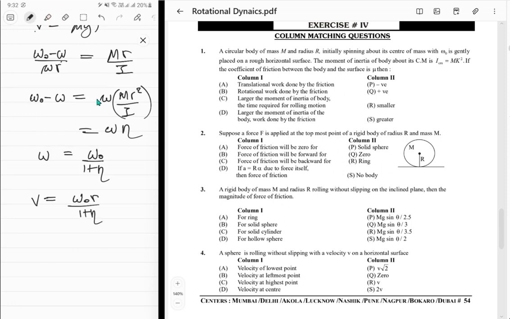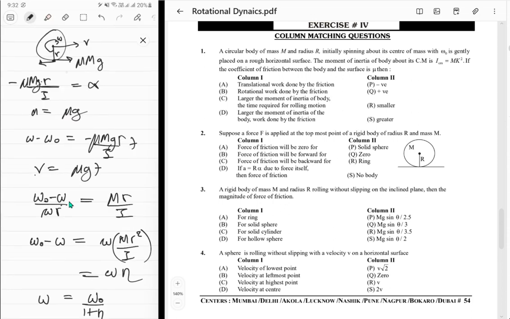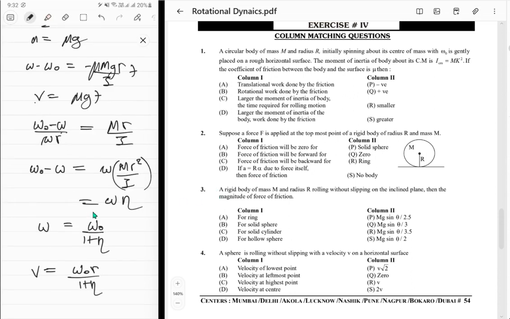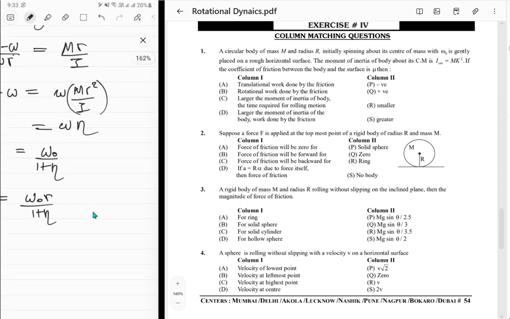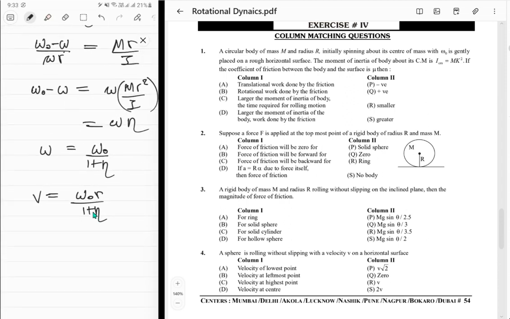What we are looking for is the translation work done, so it's going to be half mv squared. Of course, this is moving in this direction, and the total work done by the friction is going to be negative, but I guess the translational work done is not negative, just the rotational work will overpower it in the negative sense. Just want half mv squared, so half M, it should be capital M, and then this guy squared. So omega naught squared r squared upon 1 plus eta squared.